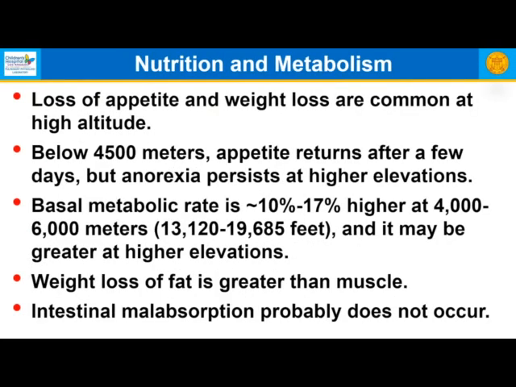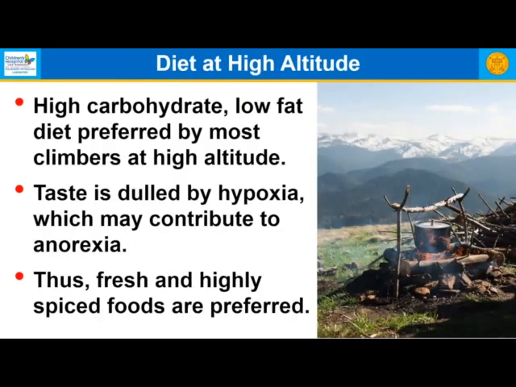Nutrition and metabolism. So loss of appetite and weight loss are common at high altitude. Below about 4,500 meters, appetite returns after a few days, but anorexia persists at higher elevations. So basal metabolic rate is about 10 to 17% higher at 4,000 to 6,000 meters. That's 13,000 to 20,000 feet. And it may be greater at higher elevations. Weight loss of fat is greater than that of muscle, but intestinal malabsorption probably does not occur.